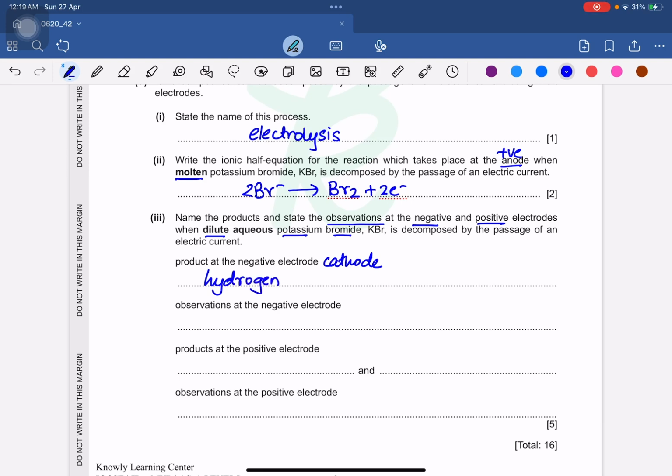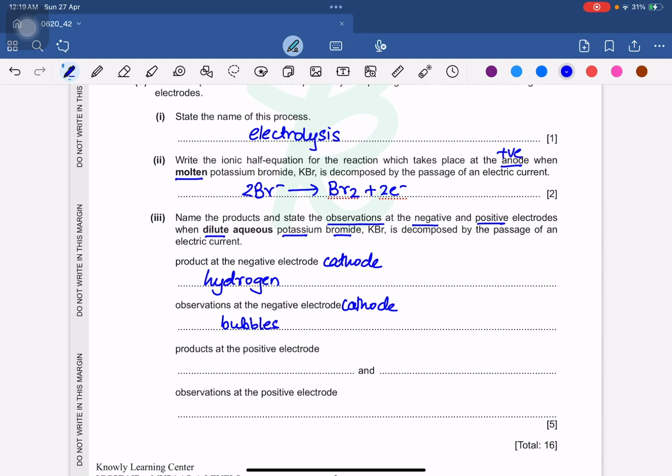Observations at the negative electrode, which is the cathode. So observation, as hydrogen gas is formed, the observation will be bubbles. Let's go on to the next.